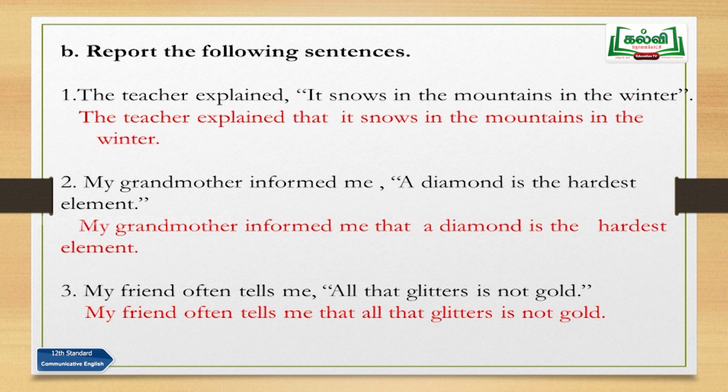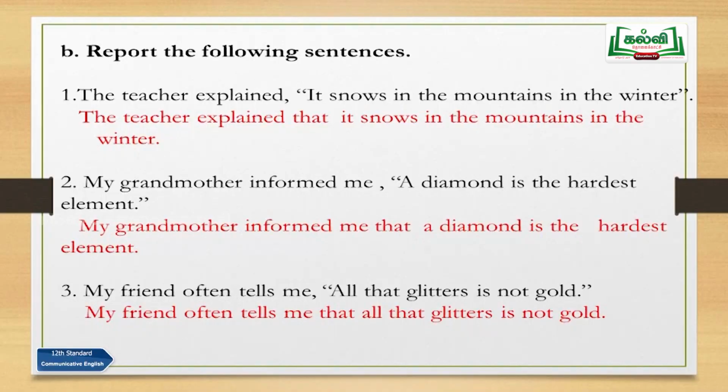"My friend often tells me all that glitters is not gold." So look at the reporting verb tells, simple present. So you're not going to change the tense of the verb within the quotes. And moreover, this is a proverb. All that glitters is not gold. It's a proverb, it's a universal truth. It is true forever. So my friend often tells me that all that glitters is not gold. So you would notice that I haven't changed the tense of the verb within the quotes.